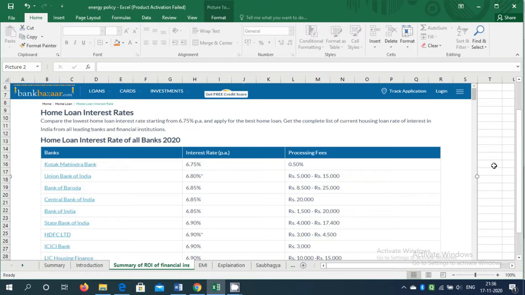This is completely for academic purposes, and the purpose is to understand what the different components of a loan schedule or amortization schedule are, and how it is calculated. And I'll use Excel to explain that.